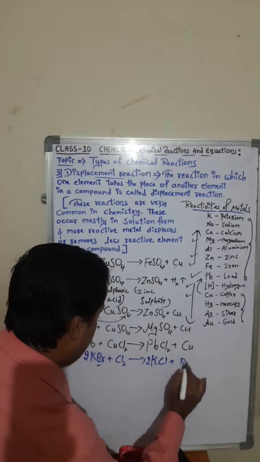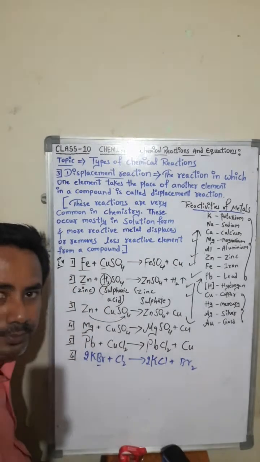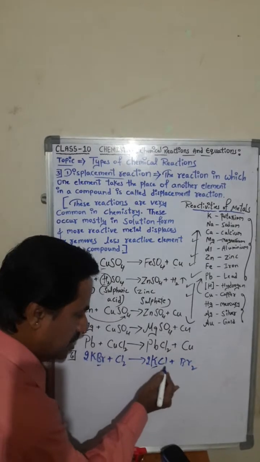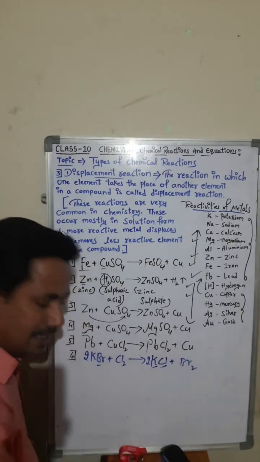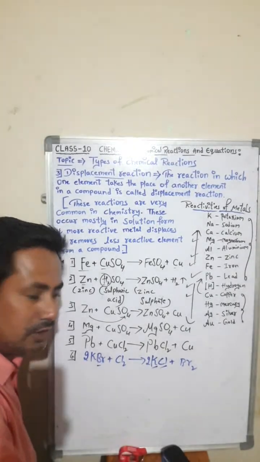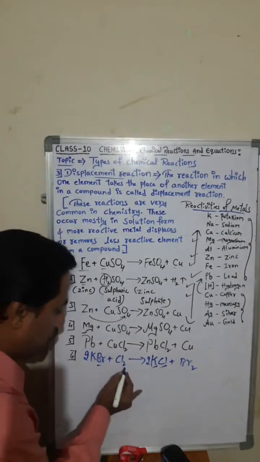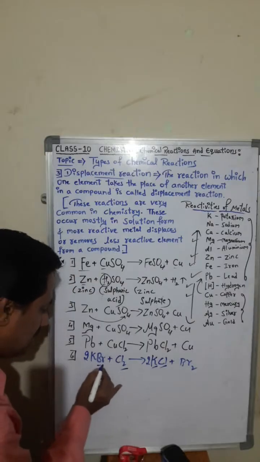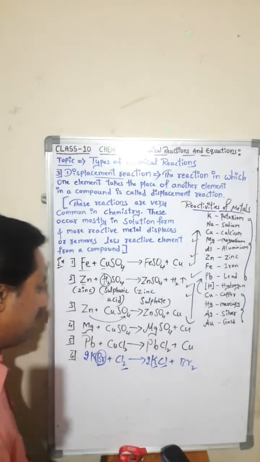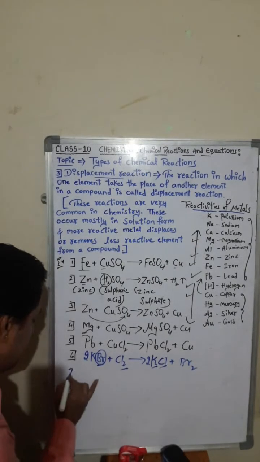Potassium chloride and bromine will be formed. KCl, potassium chloride, and bromine will be separated. So in this reaction, what have we understood? Displacement reaction. A more reactive element displaces a less reactive element. Displacement reaction. Another example, let's see here.